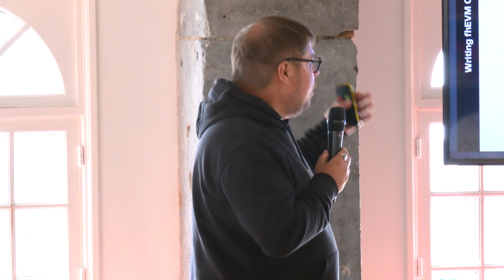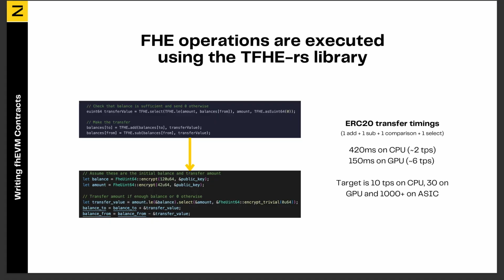What happens under the hood is that we are using the TFHE-rs library. TFHE-rs is a library handling types directly. When you write Solidity code, under the hood, what you're doing is basically manipulating everything with TFHE-rs. For the add, we will add to the balance, and for the sub, we remove the amount from the sender.